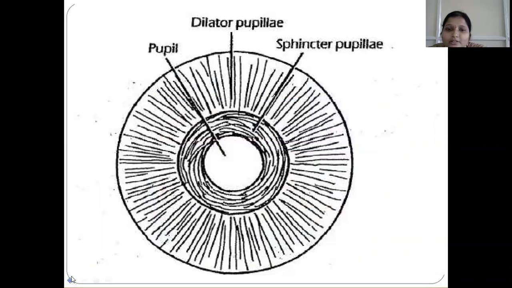So here you can again see that sphincter pupillae is just a circular band surrounding the pupil, about 1 mm in diameter, and it is present in the pupillary zone, whereas dilator pupillae extends in the ciliary zone.